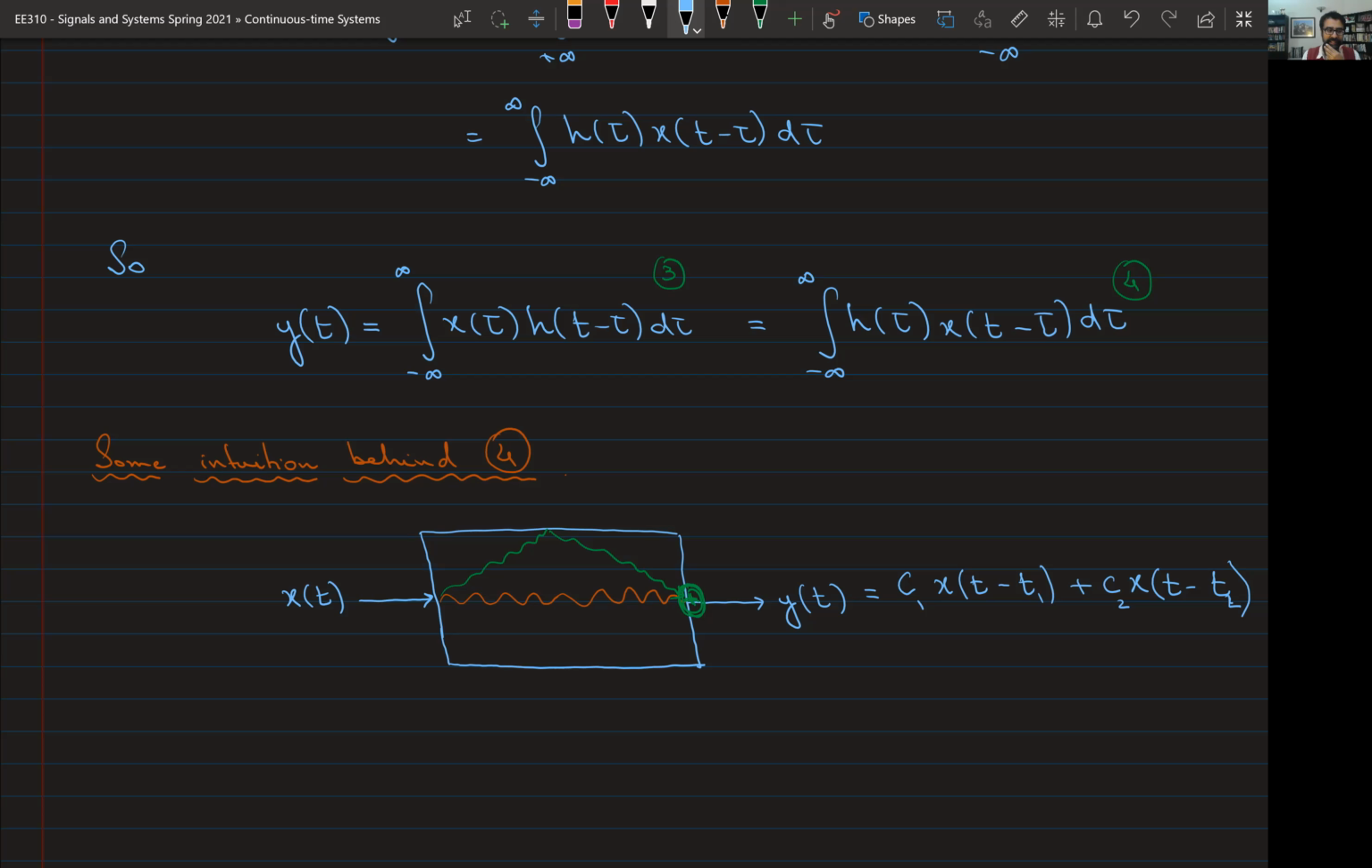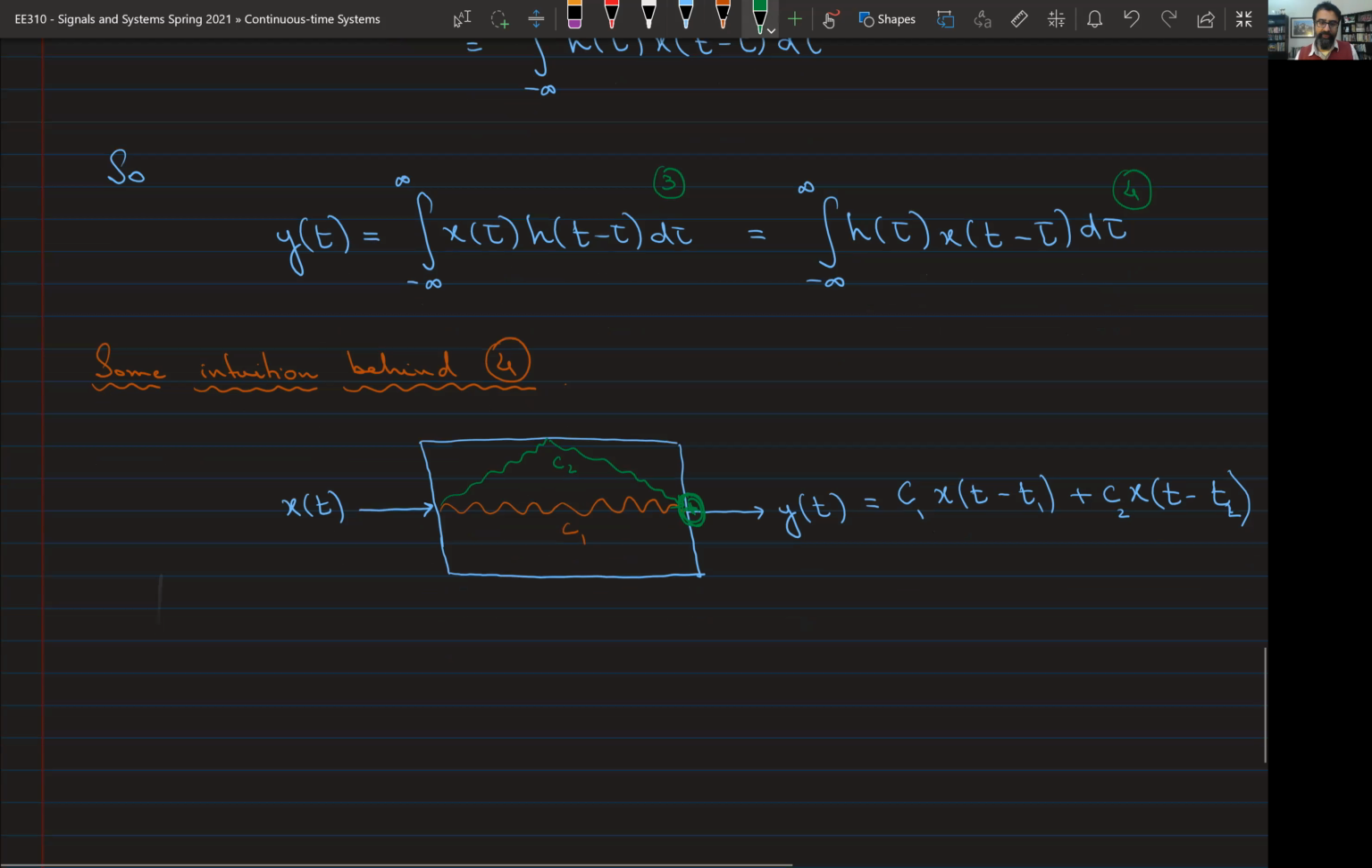Yes, typically that's why I said that C2 in general would be smaller than C1. Okay, so the attenuation here is C1, the attenuation here is C2, and typically C2 would be smaller than C1.